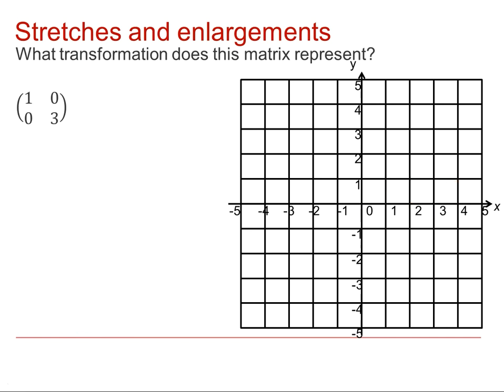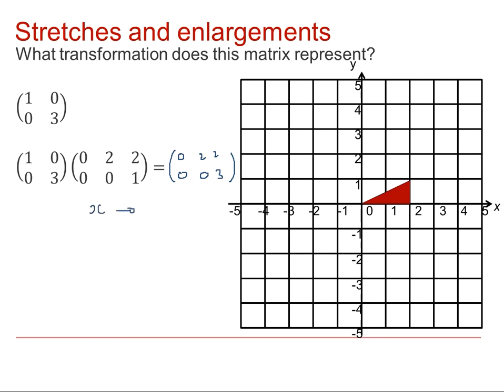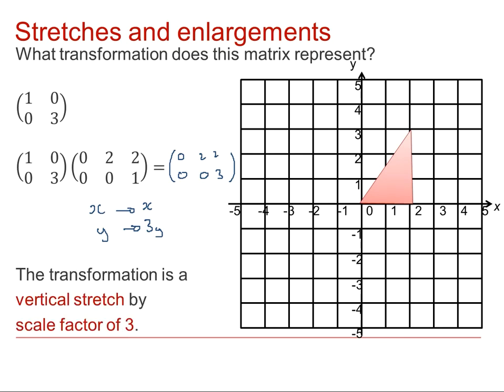Well, in a similar way, we can consider what this matrix does, and this time, of course, we can see that the x value is going to stay the same, 0, 2, 2, and the y value is going to be multiplied by 3, so that becomes 0, 0, 3. And so we've got that x stays as it was, but y maps onto 3y. This time then we have a stretch which is parallel to the y-axis, or a vertical stretch, by a scale factor of 3.